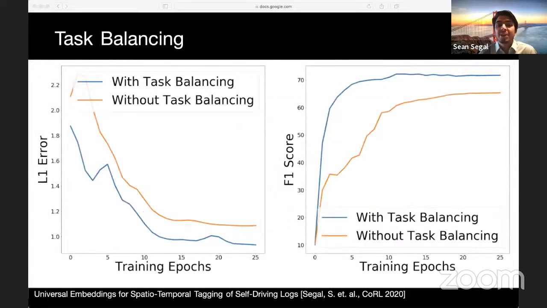We examine the effect of our task balancing scheme compared to training by sampling logs uniformly. Here we plot smooth validation metrics over the course of training and notice that our balancing approach leads to faster convergence and better performance across both continuous and discrete tag attributes.